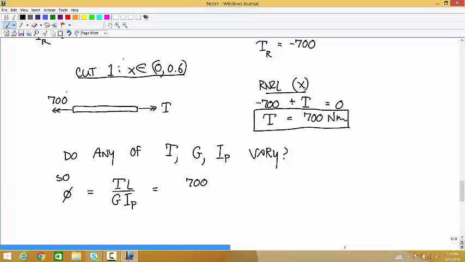So that's 700 times 0.6. G was 80 times 10 to the 9th. And the polar moment of inertia was 1.57 times 10 to the minus 8th. And if you do that calculation, you get 0.334 radians. These answers are always going to be in radians.